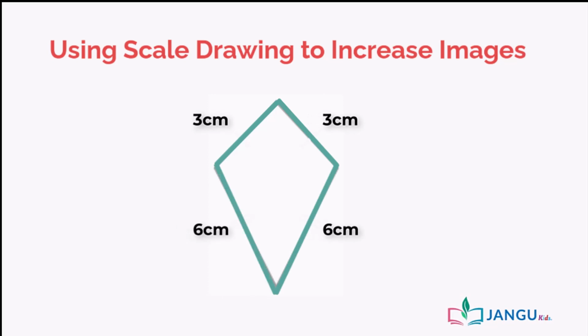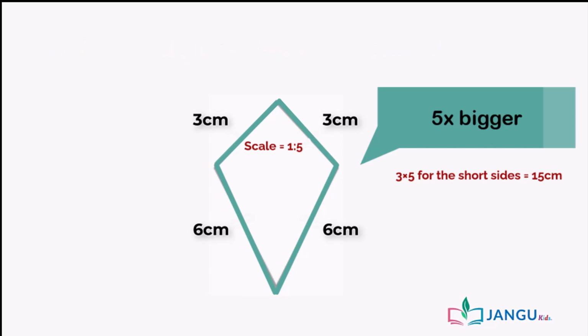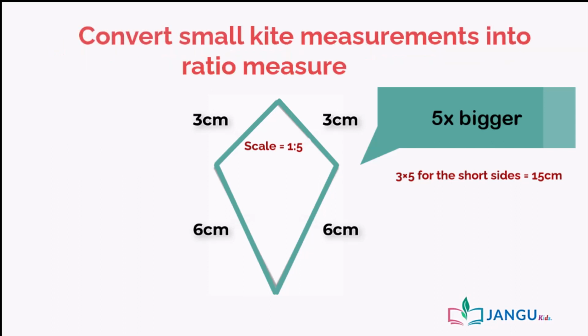Next, we choose a scale. Let's say a scale of 1:5. That means every 1 unit of the kite drawing will be increased 5 times in your kite toy. To make it easy, we convert the small kite measurement into the ratio measurement by multiplying the drawing measurements by the ratio. That is, 3 times 5 for the short sides, which makes the scaled short side 15 centimeters each, and 6 times 5 for the long side, which makes the long side 30 centimeters each.